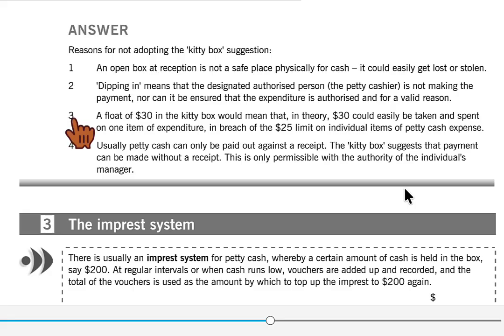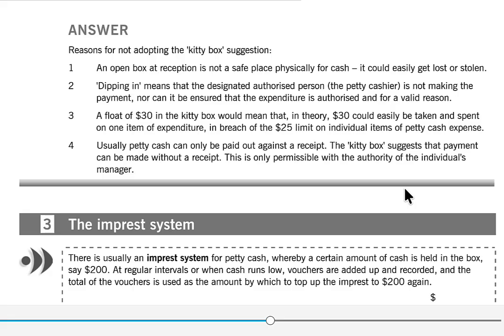Reason 3. The amount can break the payment limit rules. The answer says, if a float of $30 is left in the kitty box, then in theory, the whole $30 could be taken and spent on one item. That would break the petty cash limit, which in this example is $25. This is about the rule called the maximum individual payment limit. Most businesses set a limit, such as no petty cash payment can be more than $25. Why do they set a limit? Because petty cash is only for small payments. Larger payments should go through normal systems like bank payment or check.